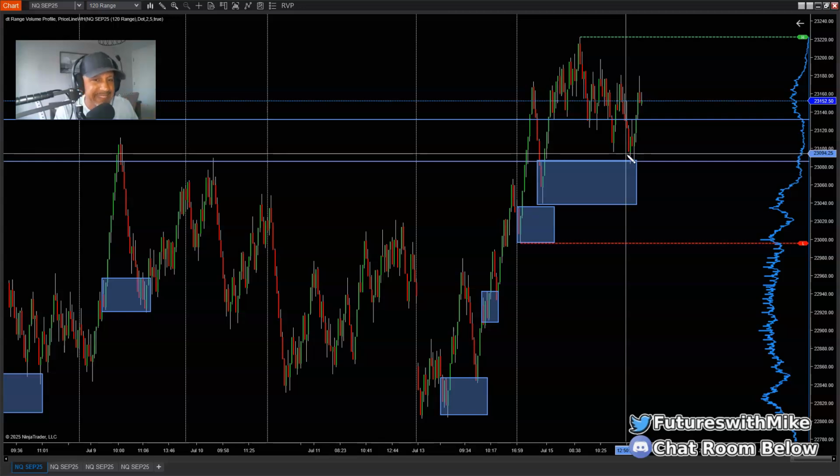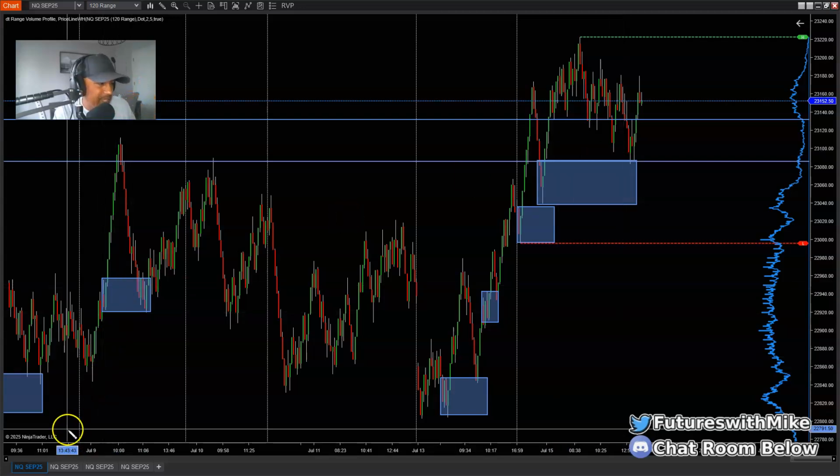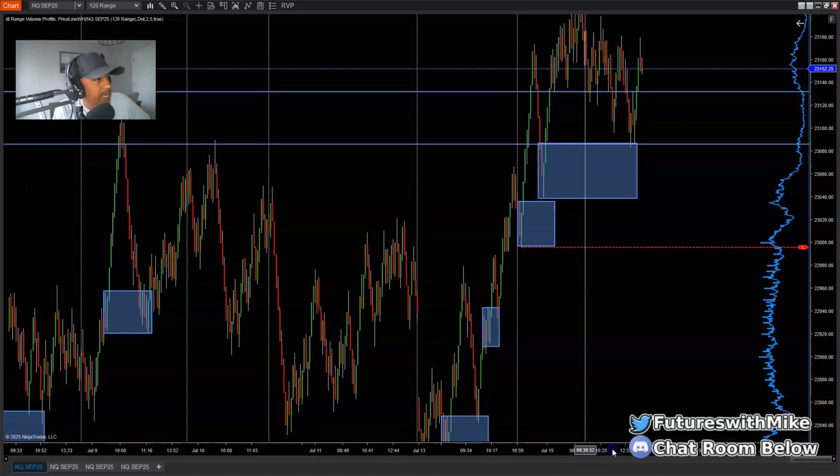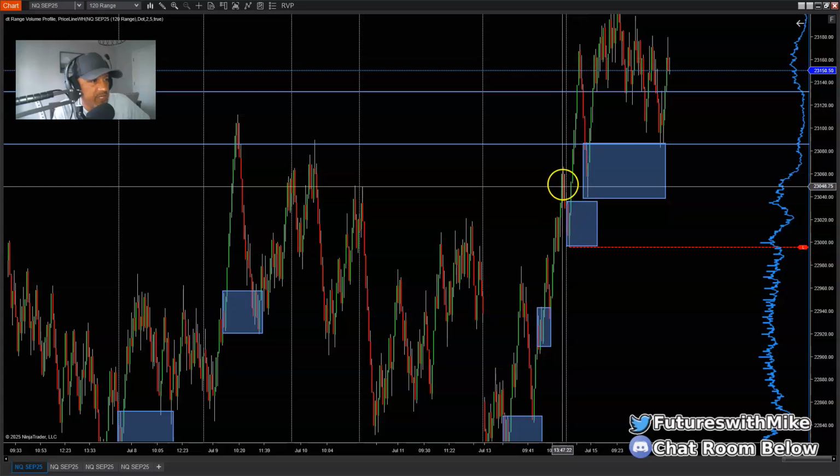Now, what makes the difference of a zone being high probability, a valid demand zone or supply zone, is that market imbalance or that gap resting back at the actual zone. Let's talk about that right quick. Now, if you see here, we broke structure above this high right here and we made this run to the upside, creating this demand zone.